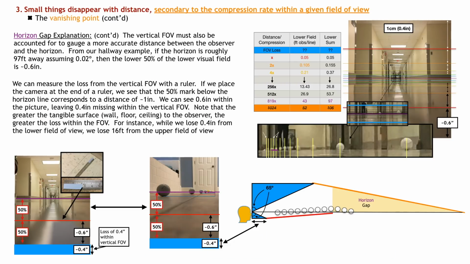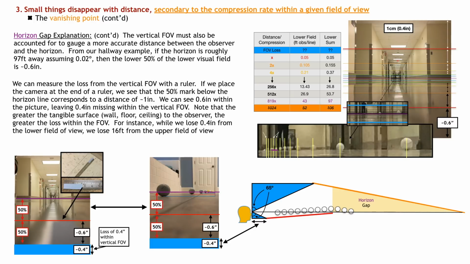So the final thing is, what about the information that I don't see at all, that I know is there between the observer and the first pixel within the frame? And this is the vertical field of view. So what is lost in that vertical field of view, and how does it change with height? So the vertical field of view must also be accounted for to gauge a more accurate distance between the observer and the horizon.